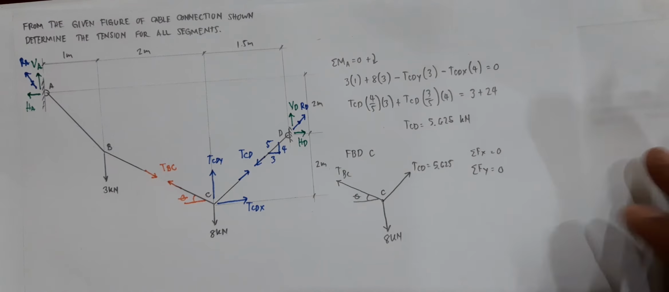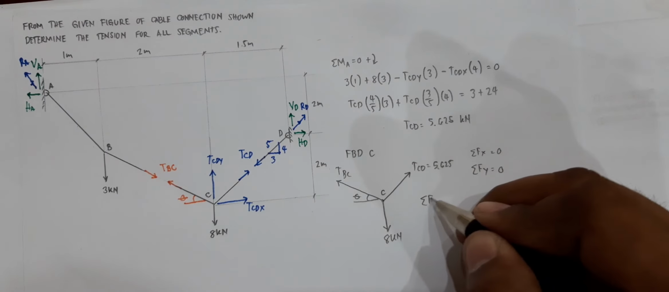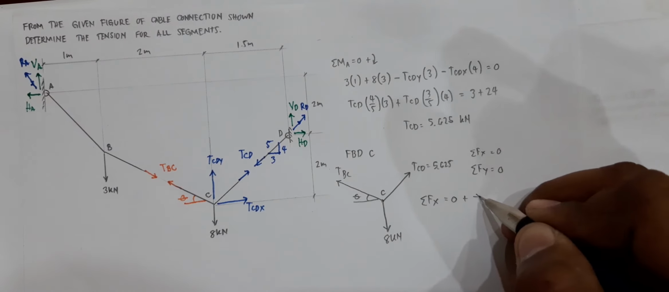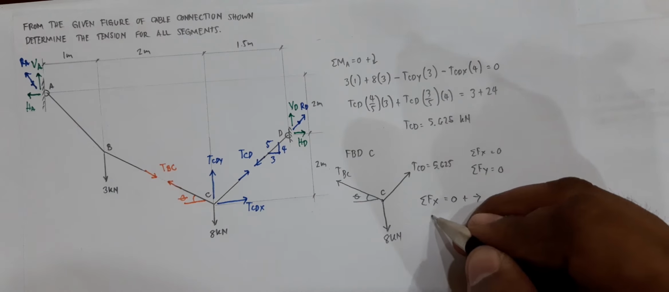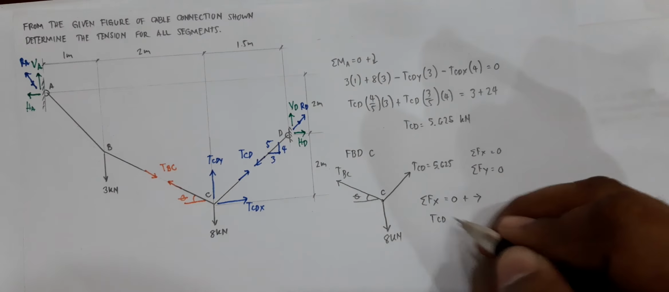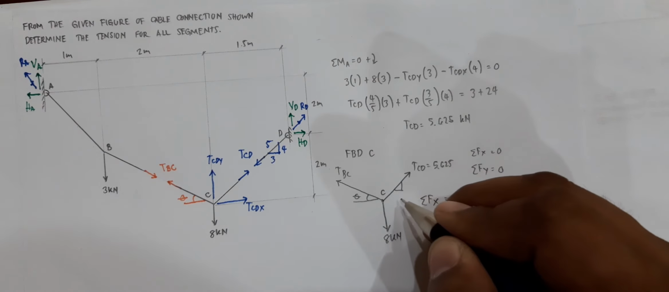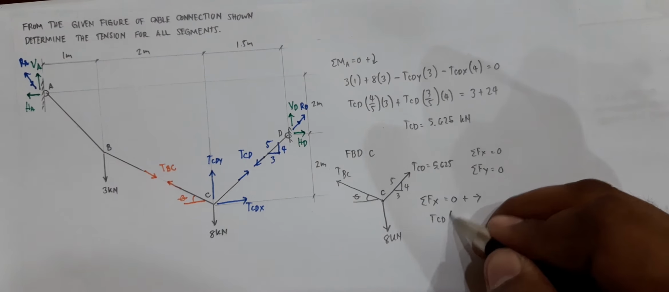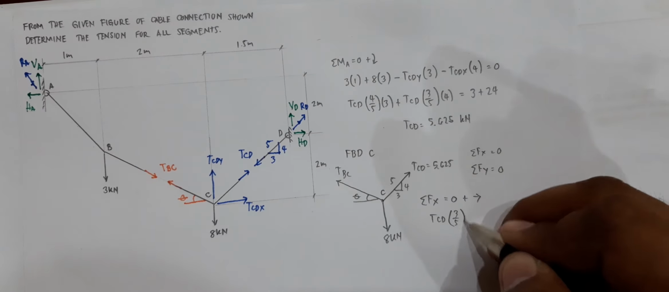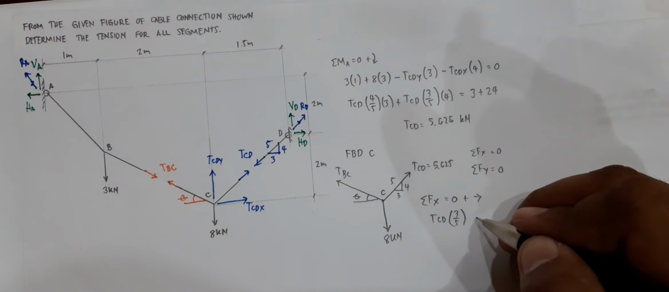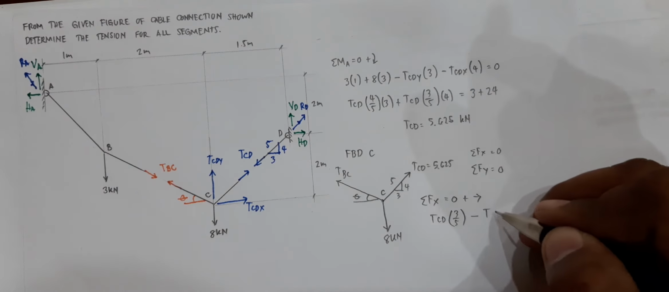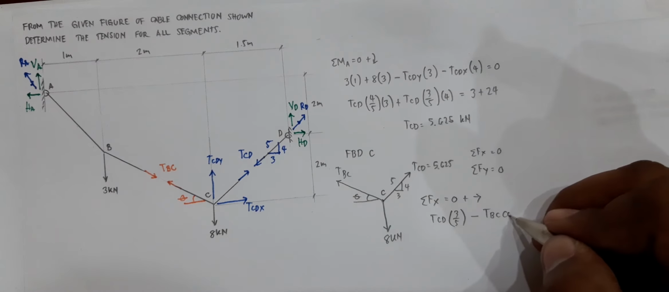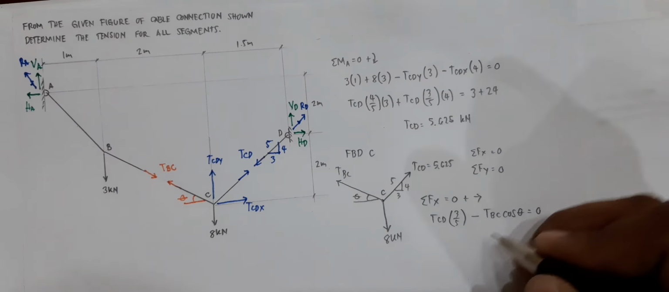Okay, so starting with summation of forces along X, let's say that this is equal to 0. Let's take positive going to the right. So to the right, you would have TCD times, wait, let me write this down. You have here 3, 4, 5. TCD multiplied by 3 over 5. Then minus, going to the left, you have TBC times the horizontal component, that would be cosine of theta. That would be equal to 0.